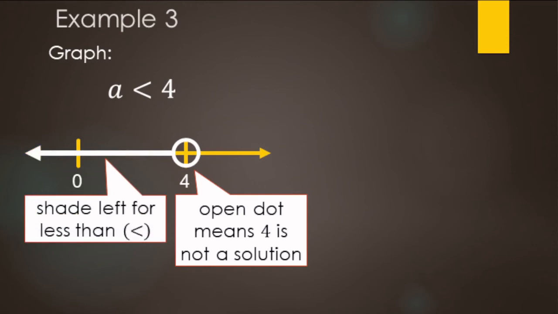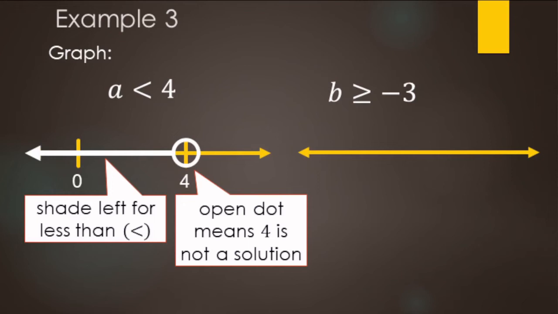And then for less than, those numbers are going to be to the left of 4. So 0, 1, 2, 3, 3.9, 3.99, those are all solutions. All your negative numbers, -1, -2, -3. So go ahead and pause the video and give this one a try, and then come on back, see how you did.